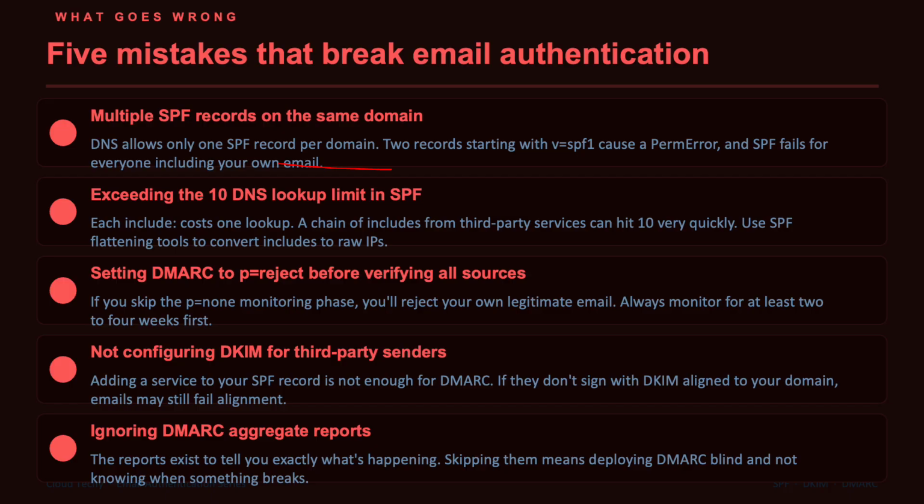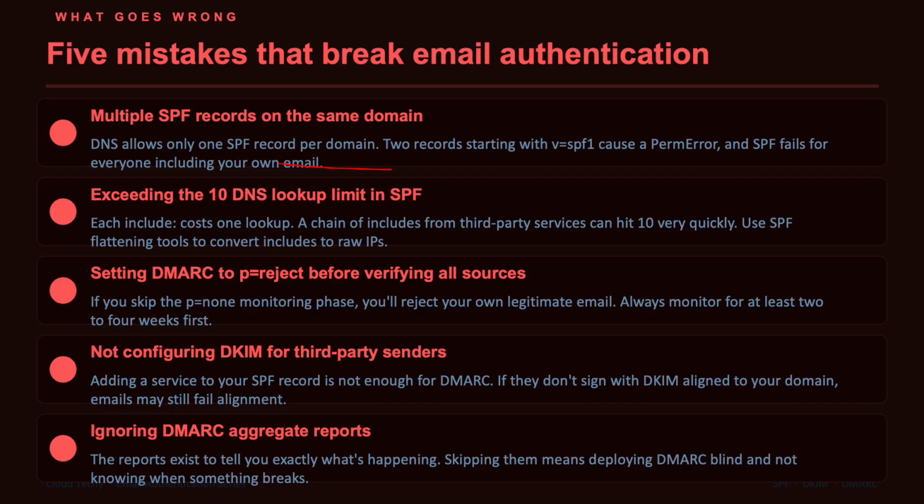The fourth: configuring SPF for a third party sender while forgetting DKIM. Adding a service to SPF is not enough on its own for DMARC. If that service doesn't also sign with DKIM aligned to your domain, its mail can still fail alignment. SPF and DKIM give you two paths to passing, and you want both wherever you can.